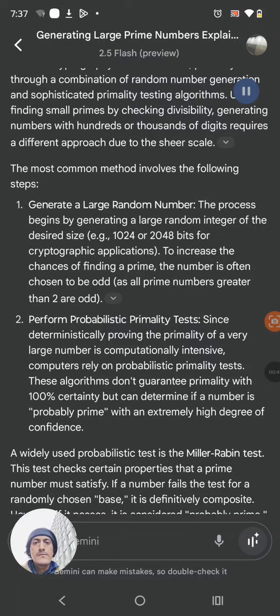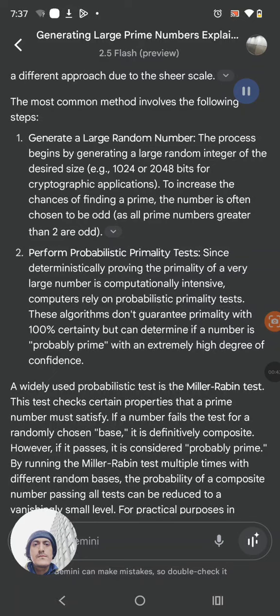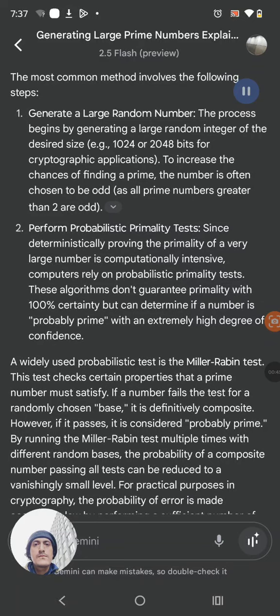1. Generate a large random number. The process begins by generating a large random integer of the desired size, e.g., 1024 or 2048 bits for cryptographic applications. To increase the chances of finding a prime, the number is often chosen to be odd, as all prime numbers greater than 2 are odd.